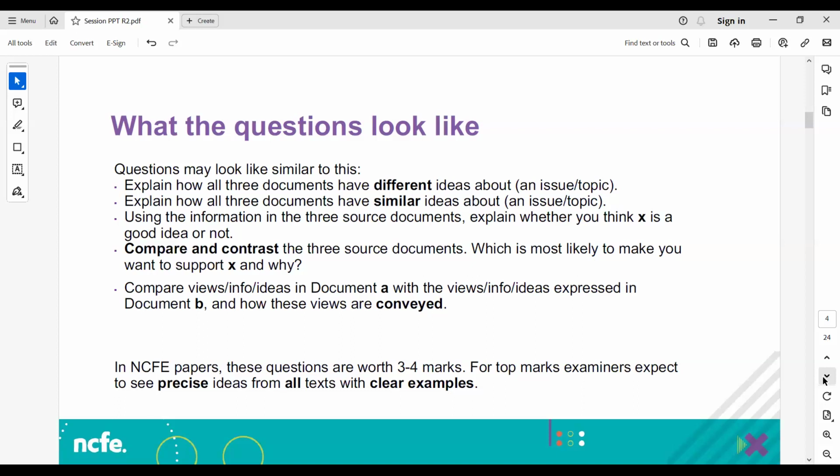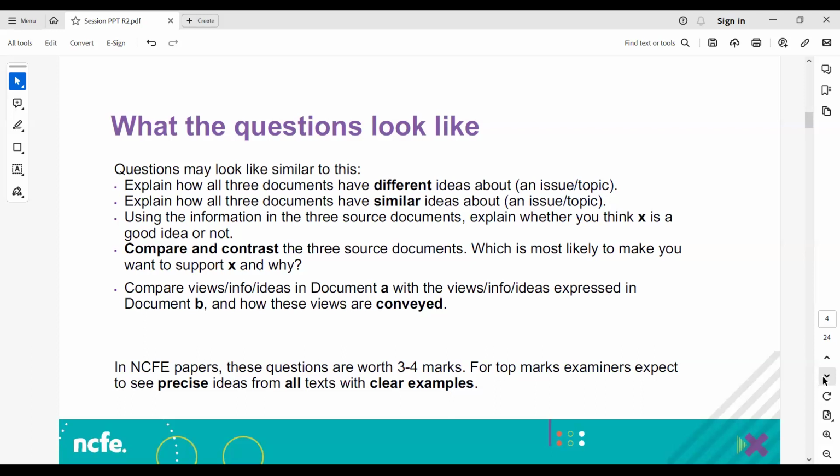Compare and contrast. So how are they the same? How are they different? Compare and contrast the 3 source documents. Which is most likely to make you want to support X and Y? So for the Y, you need evidence. So you're taking information from one of the texts to support your idea of why you want to support whatever's in the question.